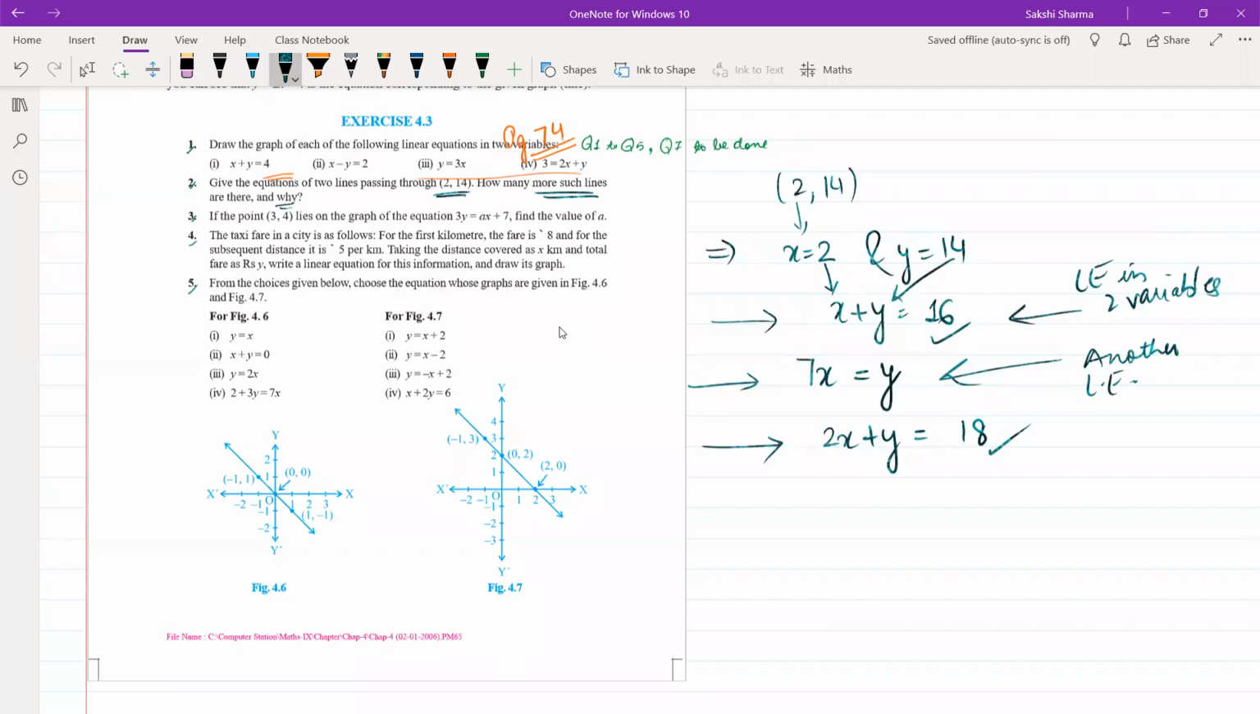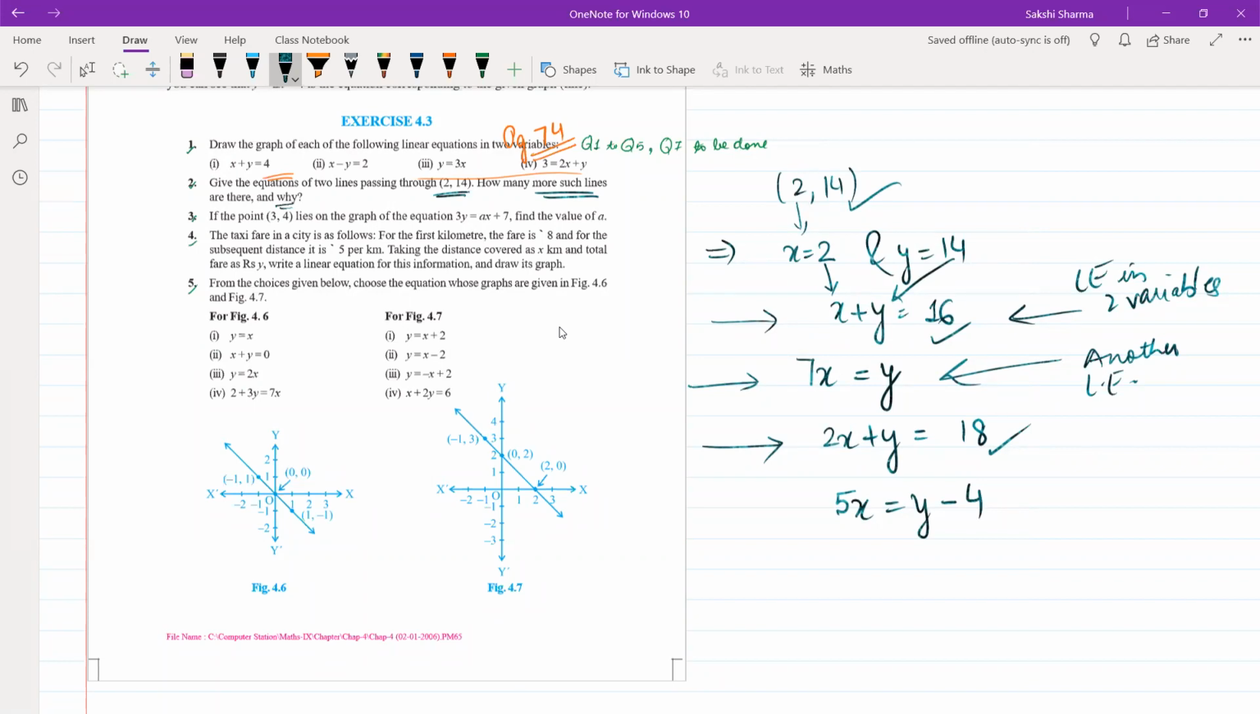Simply stating, there can be infinite combinations of two variables, x and y, which will have this as a solution. बहुत सारे combinations बन सकते हैं. Isn't that correct? Like you could write 5x equals y minus 4. This will also be a linear equation for which (2, 14) becomes a solution. You can keep writing as many combinations as possible.